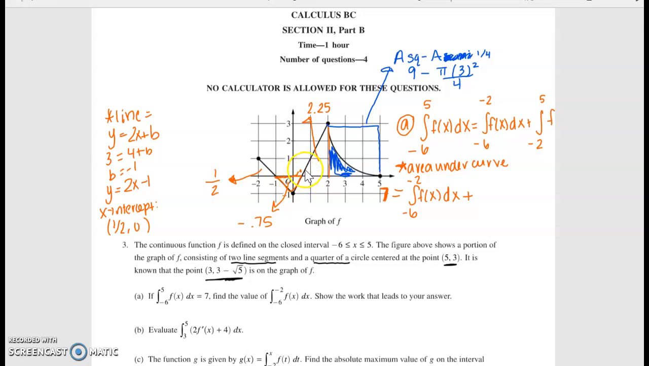I found the equation of this line right here by finding the slope, y equals mx plus b form, and then I found the x-intercept, which is in fact (1/2, 0). So the area of this triangle is negative 0.75 because we're underneath the x-axis, and the area of this triangle is 2.25. And now to find the area of this shaded blue region, I took the area of the entire square minus the area of this semicircle, and I got right here.